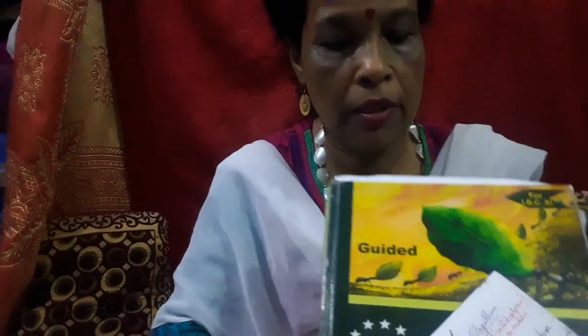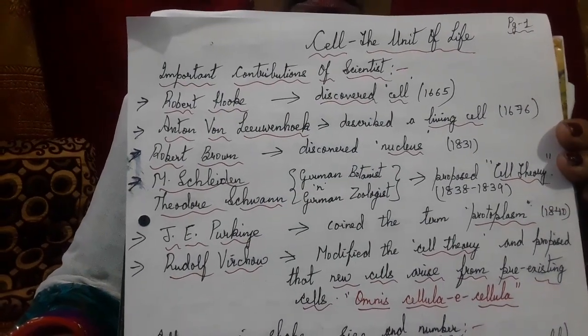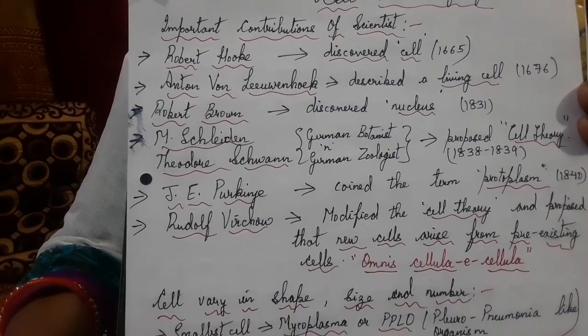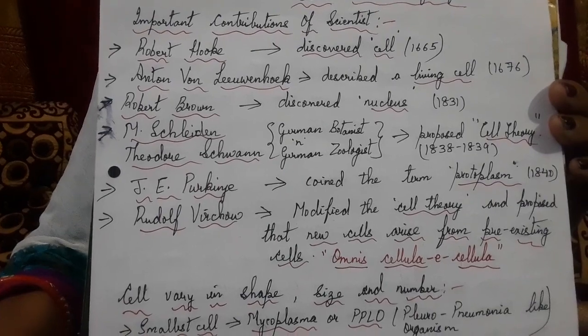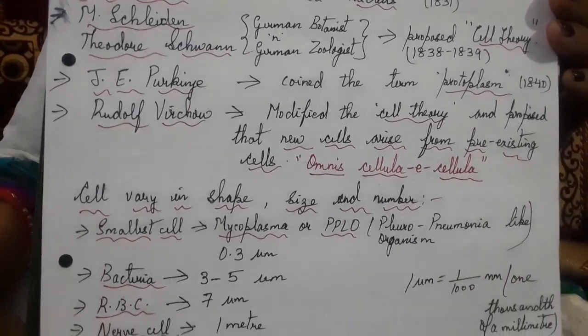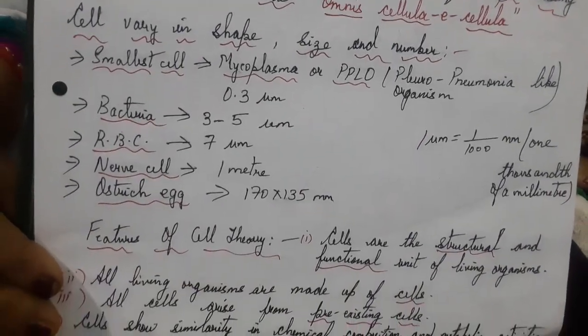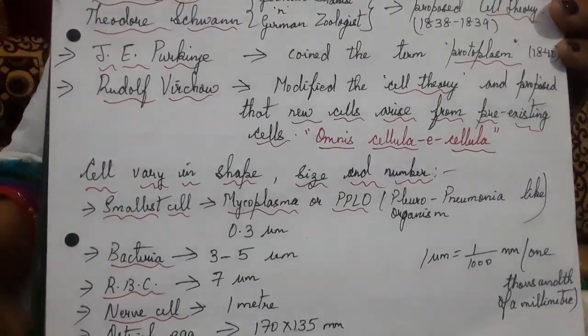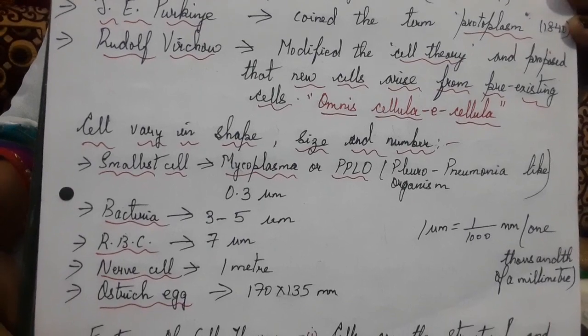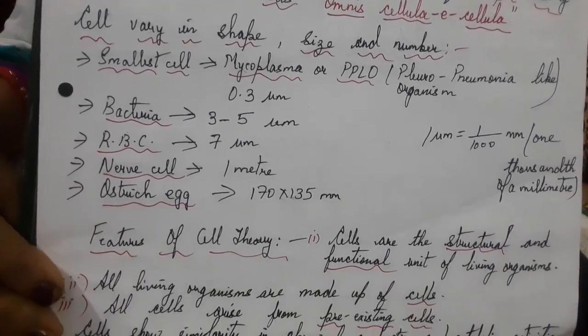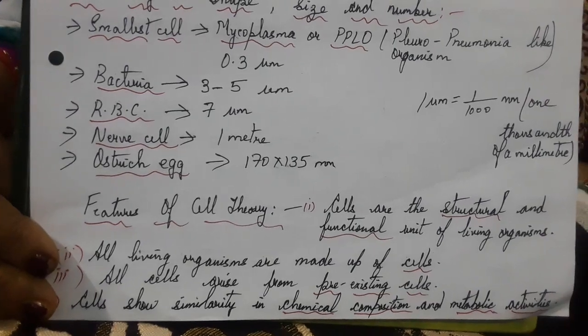So let me give you the notes, this diagram. Then, cell, the unit of life. So all these contributions, you should know. These are some of the important ones. Then, which is the smallest bacterial cell, which is the largest, what do you mean by omnis cellula e cellula, who proposed it?